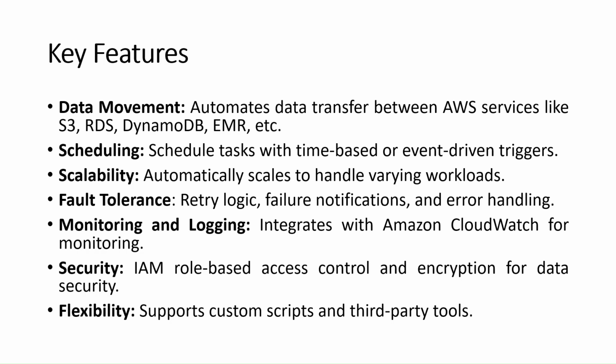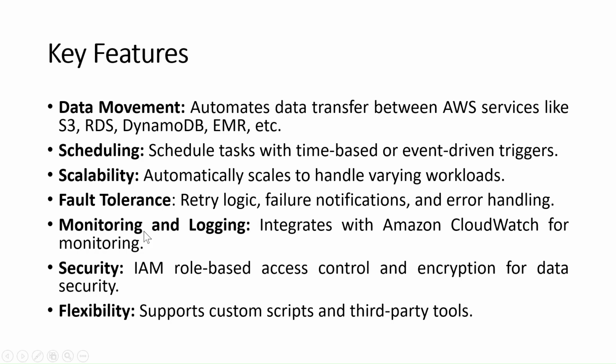And the fourth one is fault tolerance: retry logic, failure notification, and error handling. If something goes wrong, like a failed task, AWS Data Pipeline has built-in retry logic to fix it automatically. If the issues persist, it will notify you.